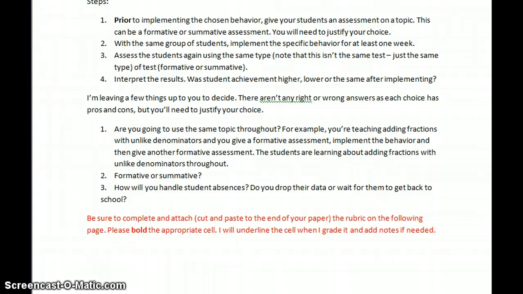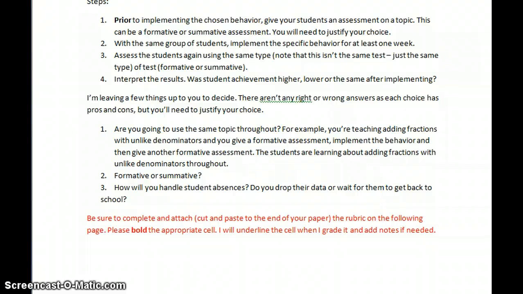So with the number of data points that we're taking here, you don't really have enough to draw a full conclusion. So no matter what you do, you're going to have some limitations, but that's okay. The point is doing the assessment, interpreting the results, and getting some practice and feedback with that. So just make your choice.